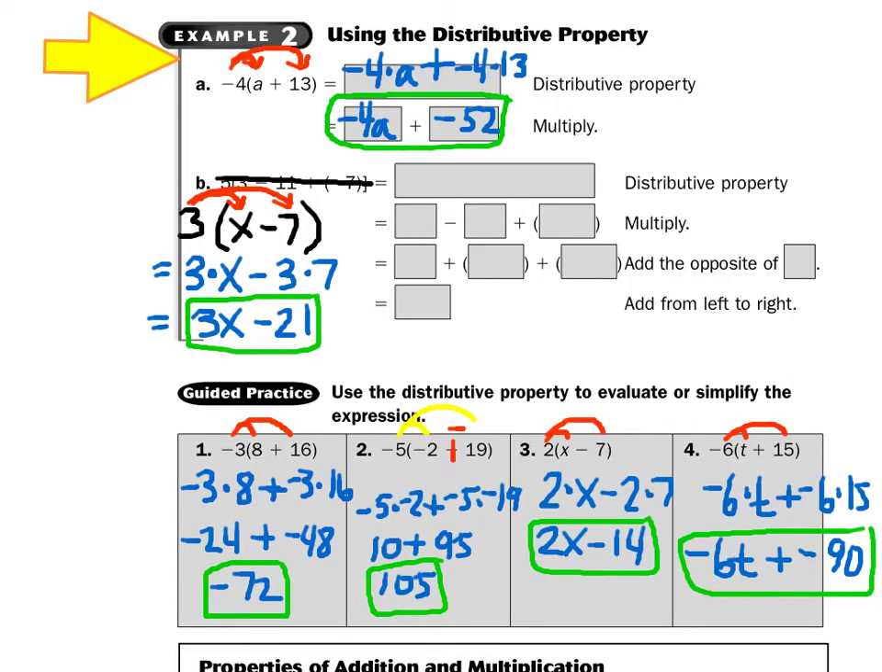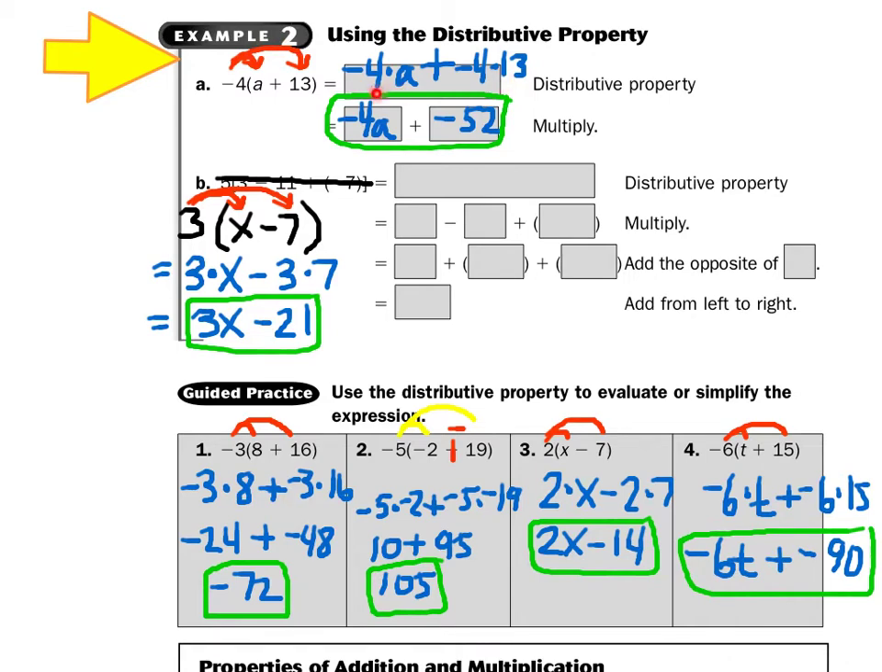All right, let's do example 2, letter A. So I have negative 4 times the quantity a plus 13. So grab the negative 4 and draw the rainbow. So you have negative 4 times a, copy that plus sign, and now grab the negative 4 and draw a rainbow to the 13. So you have negative 4 times 13.